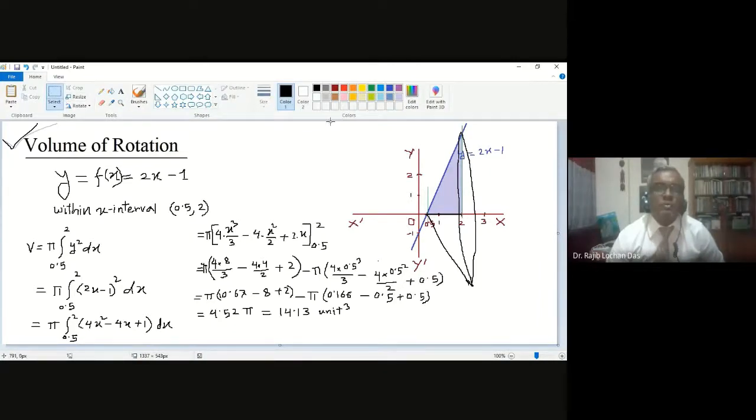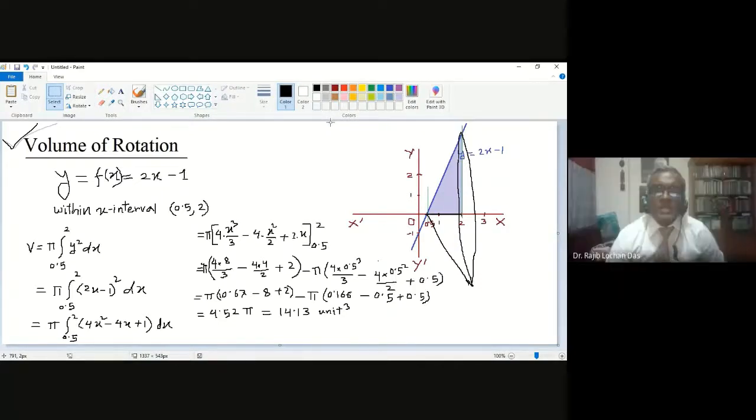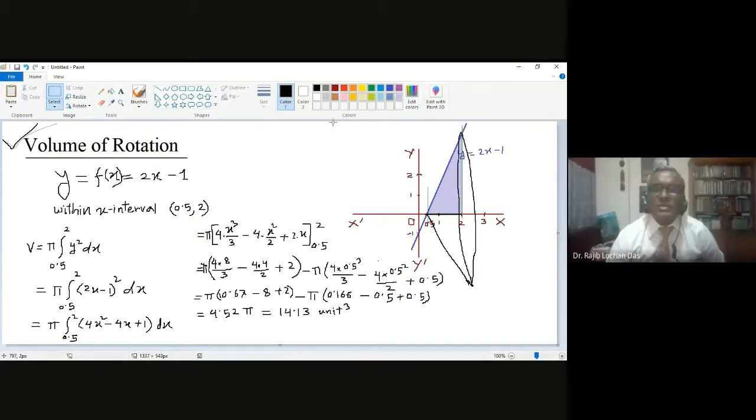That is the volume of the bottle. Okay, sir, so how much space is there inside the cone, the rotated cone? That is the volume. Exactly. So how much air is in there, or how much water you can put inside. So that is the volume.